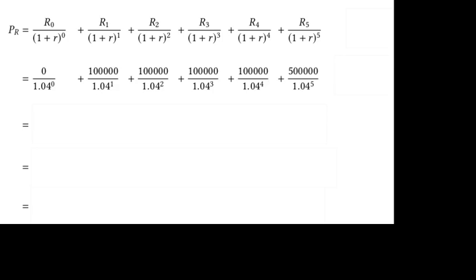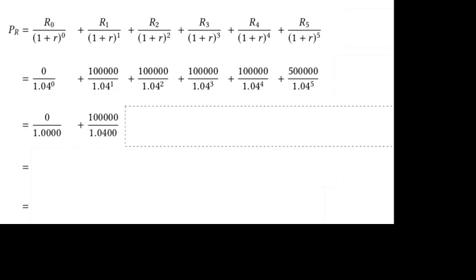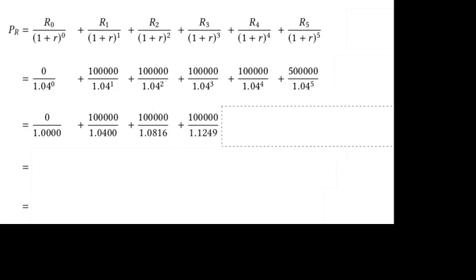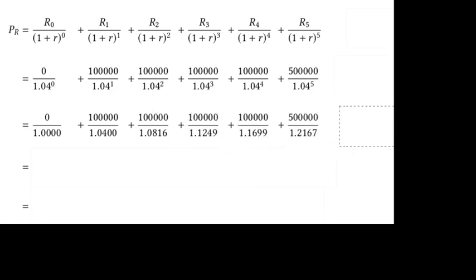Calculating the denominators, 1.04 to the 0 is just 1. 1.04 to the first is 1.04. 1.04 squared is 1.0816. The same process for the cubed power, the fourth power, and the fifth power.